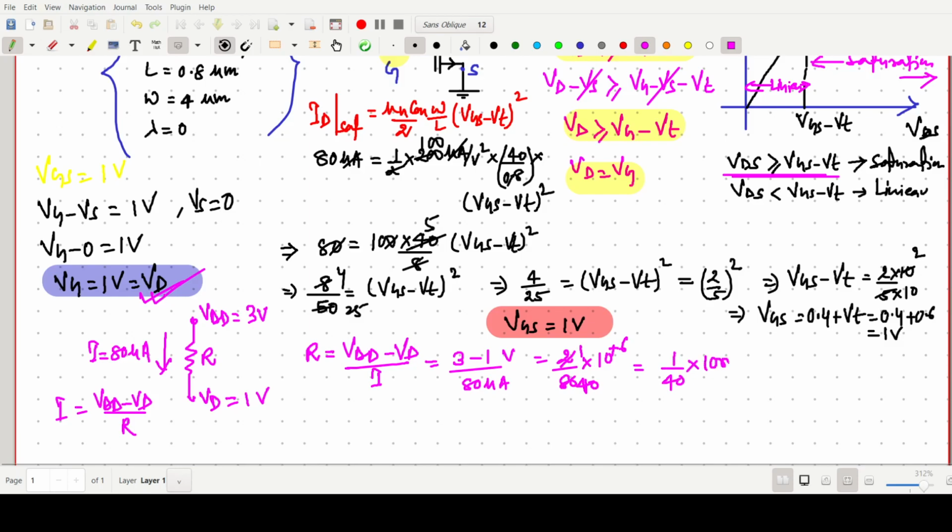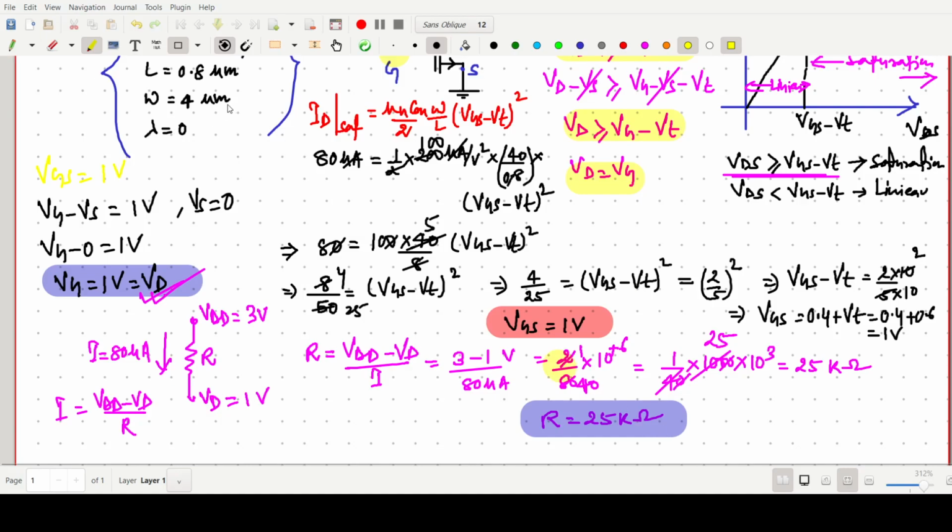So what I am doing, we are writing in terms of kilo ohm, so we are writing 1000 here. And this 4 cancels out, so this one will be 25. So it should be 25 kilo ohm we can write. So the R value will be 25 kilo ohm.